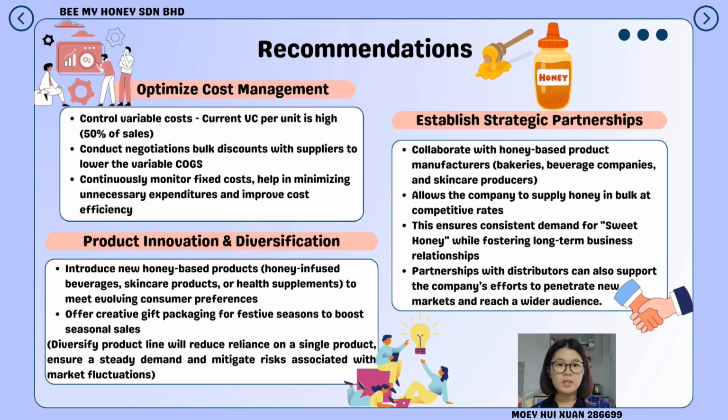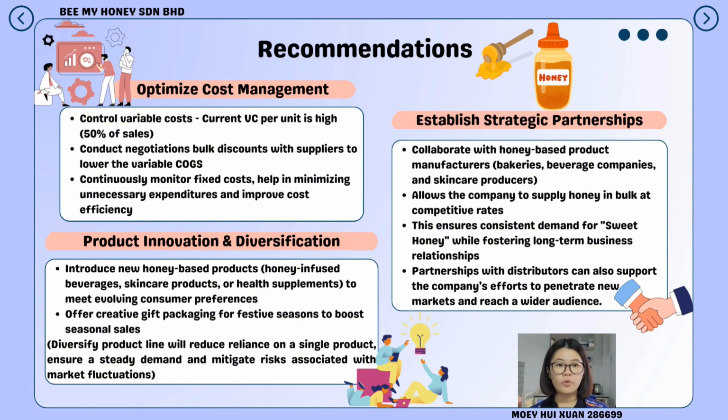The first one is to optimize cost management, especially focusing on controlling the variable cost. This is because the current variable cost per unit is quite high, at around half of the sales. Therefore, the company is suggested to negotiate discounts with the suppliers in order to lower the variable cost of goods sold. At the same time, the company must continuously monitor fixed costs to minimize unnecessary expenditure and improve cost efficiency.